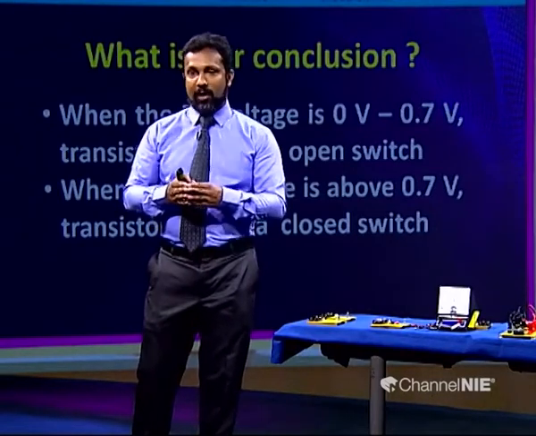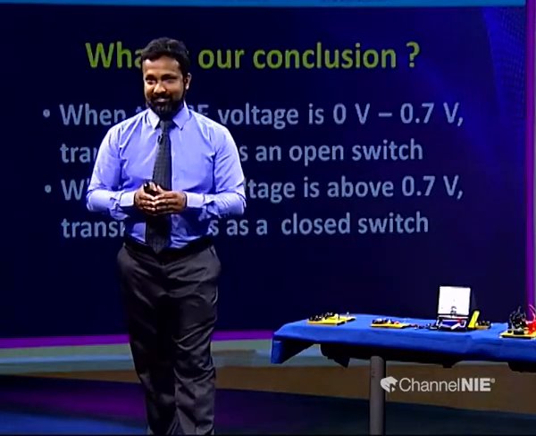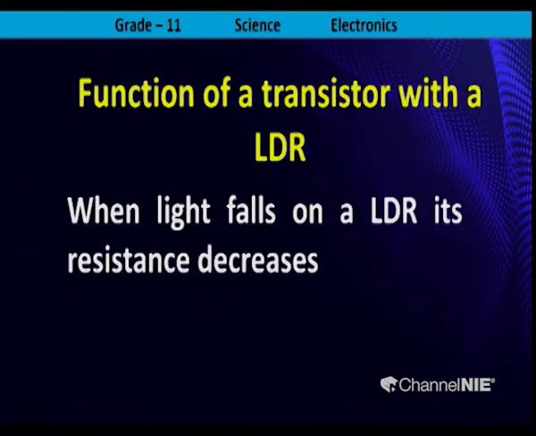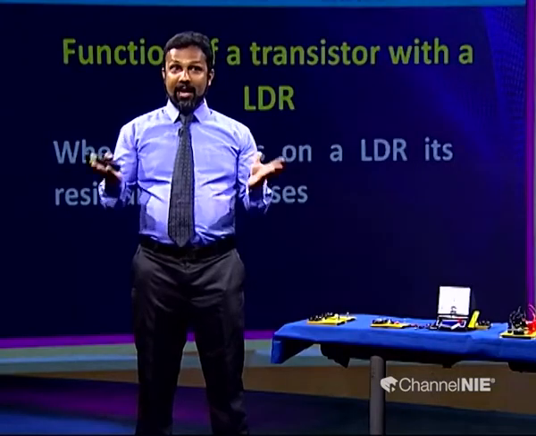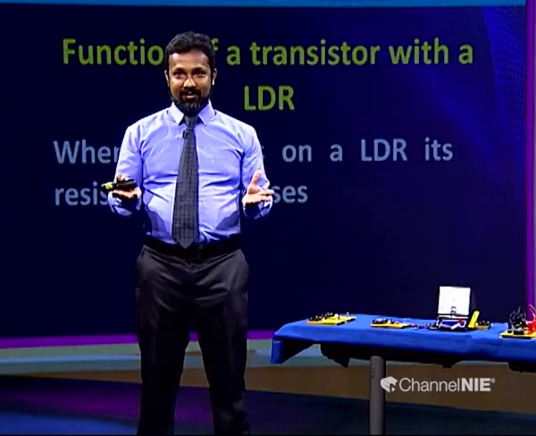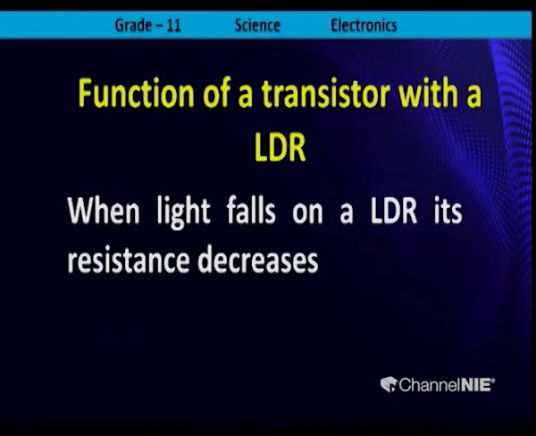Let's conclude our activities. What is our conclusion? When the BE voltage is 0 to 0.7 volt, the transistor acts as an open switch. When the BE voltage is above 0.7 volt, the transistor acts as a closed switch. Right. Then I am going to focus your attention on the LDR, the function of an LDR with the transistor.